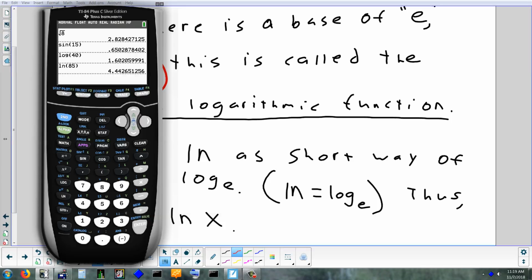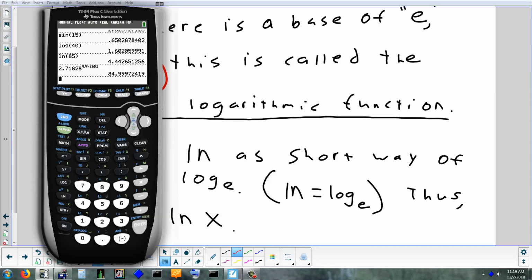Any question on that? What was e again? Roughly what number? About 2.718. Watch this. 2.71828. I just know a couple extra ones. If I raise that to the 4.44265, whatever it is, I get 84.999. Basically, I get 85. 85 is what I had right there.